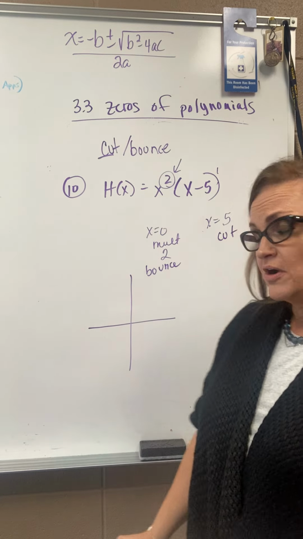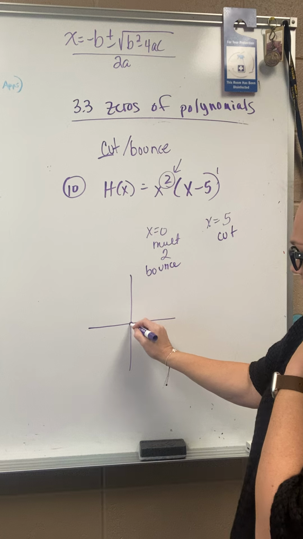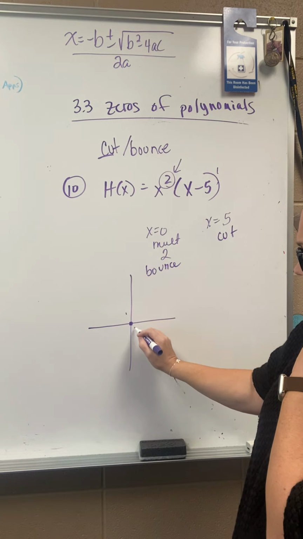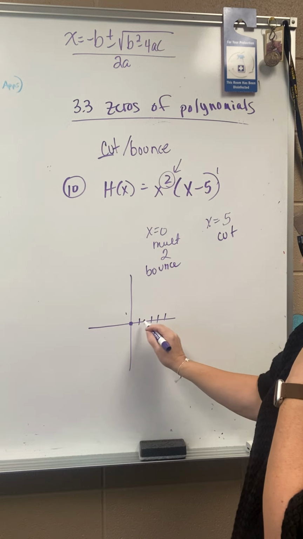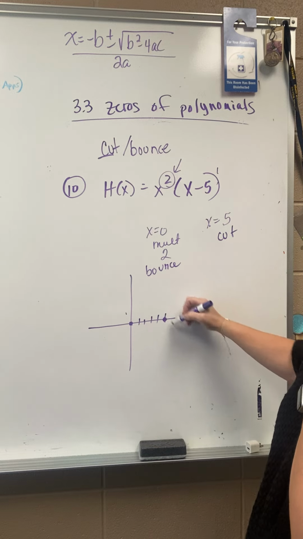Again, check it out on your graphing calculator. We should look at this and know that there is an x-intercept at 0, but it's going to either bounce on top or under it. And I'll show you how to tell that in a second. 1, 2, 3, 4, 5. So it's going to cut either this way or this way.